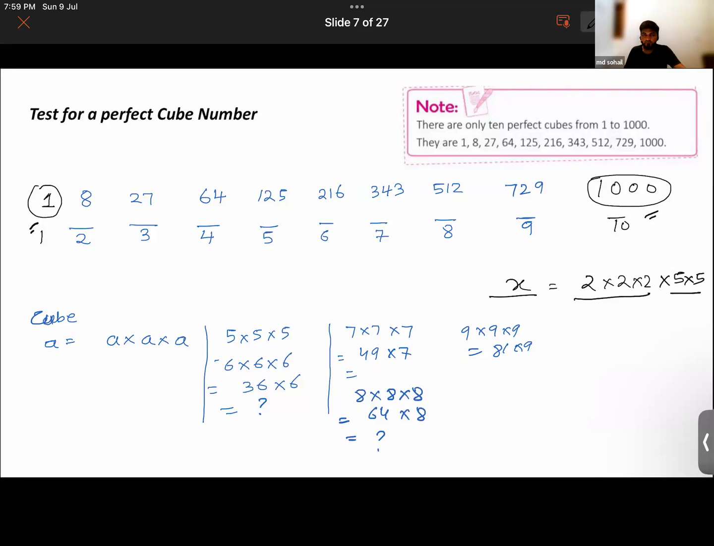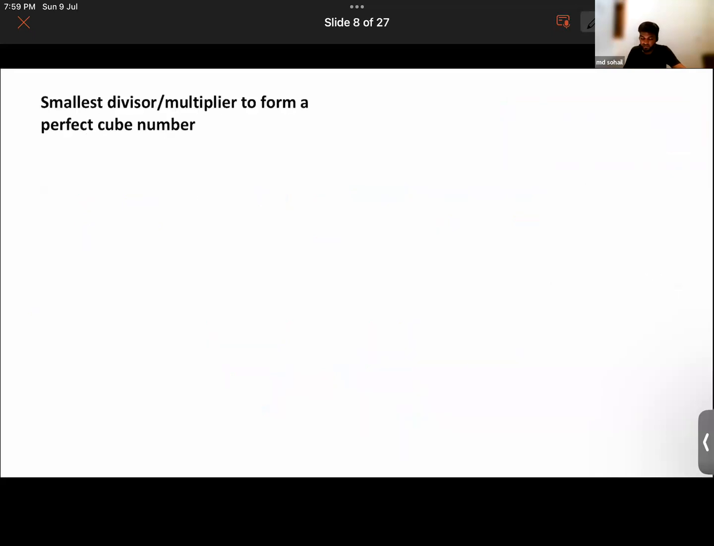Look again at the prime factorization of this number x. No, sir, it's only two 5s. There should be 3. There are only two 5s. It has to be 3. All right then.